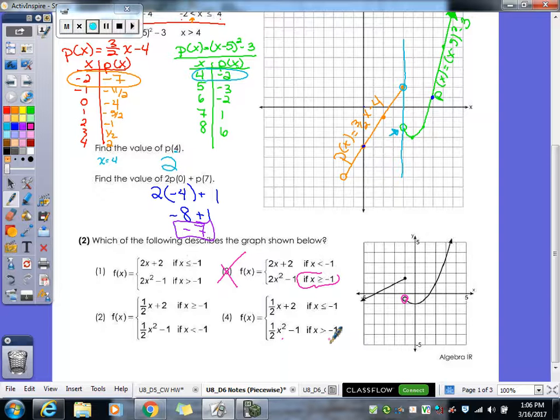Let's take a look at our line. What would be the slope of our line? Pick 2 points. Our slope is up 1 over 2. So our slope is a what? Isn't it a 1/2? So that knocks out choice 1. Here I got a slope of 1/2. There I got a slope of 1/2.